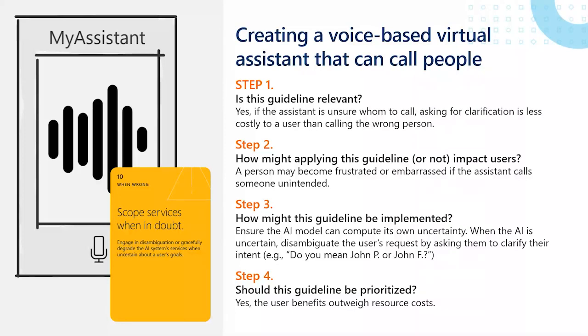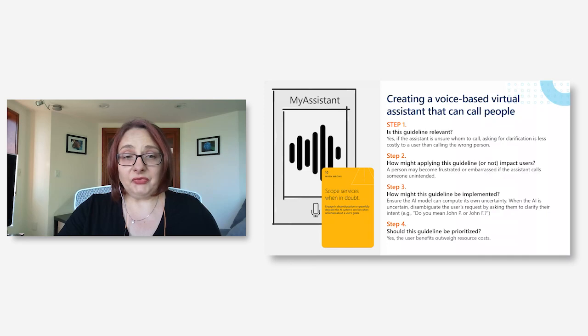And then, in step 4, we make decisions about this guideline's prioritization. In this case, we say that the user benefits outweigh the resource costs, but without the context of the other guidelines, we're not exactly able, in this example, to put a P0, 1, 2, or 3 on this particular guideline.